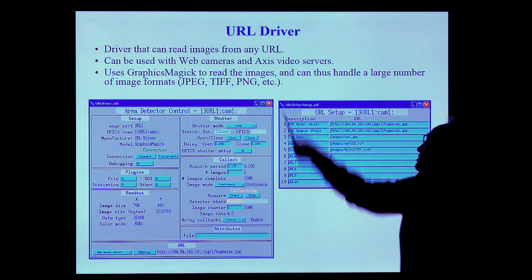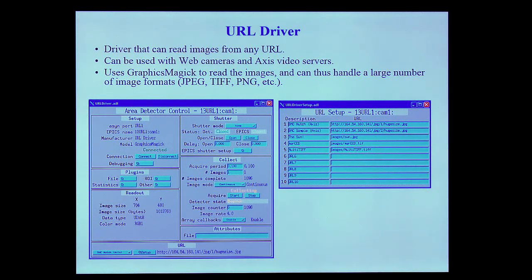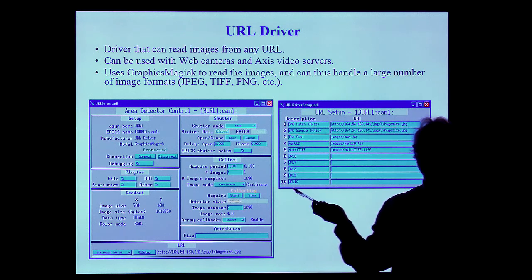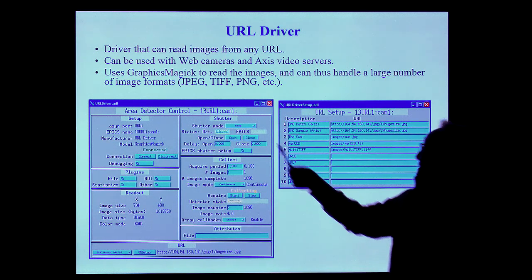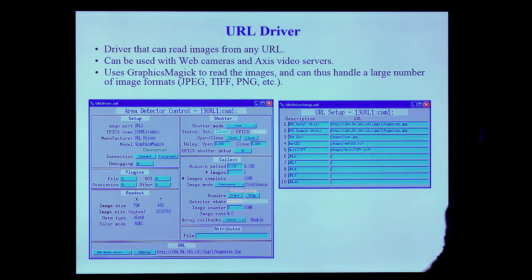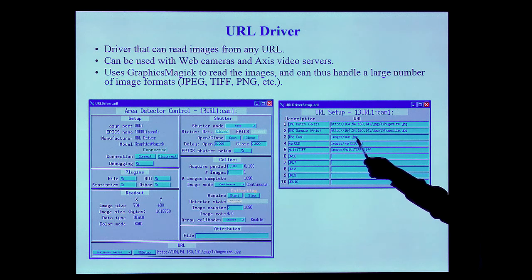And this driver uses a package called Graphics Magic to actually read the images, and Graphics Magic knows how to read a whole bunch of different image formats. So it knows how to read JPEG and TIFF and PNG and a bunch of file formats. And all you do is put, it gets that from the file extension. So if you put JPG, it's going to look for a JPEG file. If you put TIFF, it's going to look for a TIFF file.